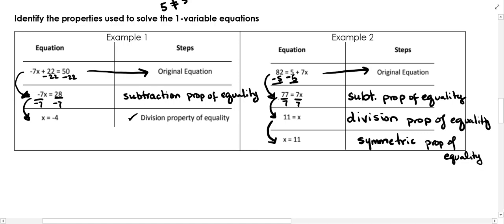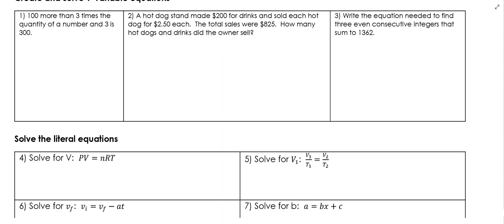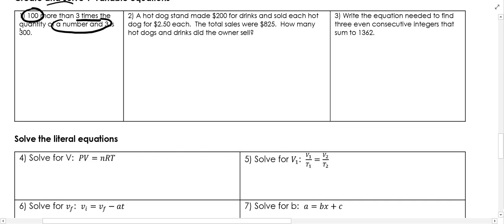All right, let's continue. Here we have to create the one variable equations and solve. 100 more than 3 times the quantity. More than means that the 100 is going to come second, right? We have to swap them. More than 3 times the quantity of a number and 3 is 300. Goodness gracious. So we have 3 times, and then we have a quantity of a number and 3. And we know the answer is 300.